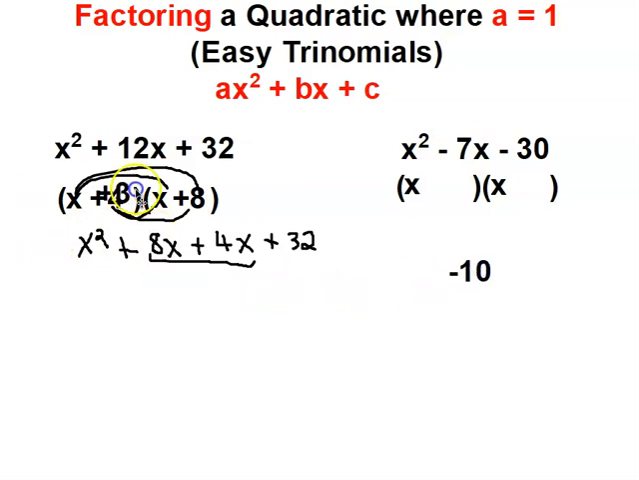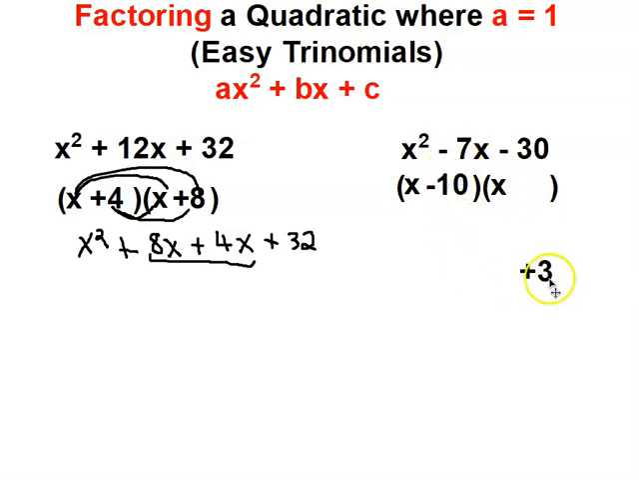10 and 3. Now let's think about these. Negative 10 times positive 3 is a negative 30. Negative 10 plus 3 is a negative 7. So this fits our combination.